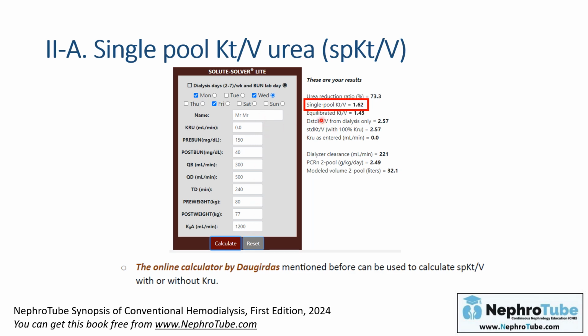The same calculator will give you the single pool KT over V of the patient, which is here 1.62. And this patient's residual kidney function is 0. If you added here the residual kidney function, if the patient has residual kidney function, which I'll mention later how to measure, we will find the single pool KT over V number will change and it will be higher.